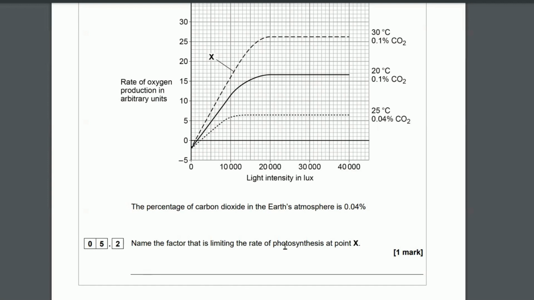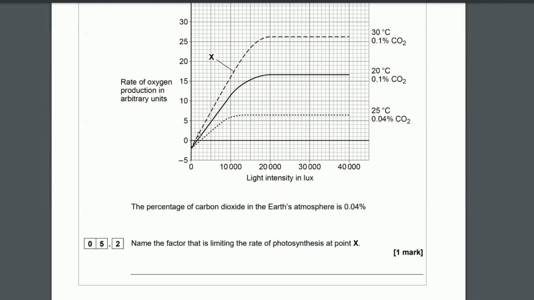Name the factor that's limiting photosynthesis at point X. So on any photosynthesis graph, and this one is about photosynthesis because oxygen is being given out, on any graph of photosynthesis rate, whatever is along the bottom here is limiting when the line is going up.